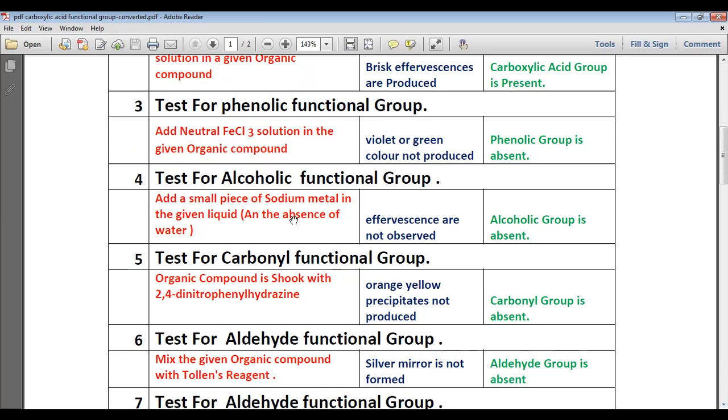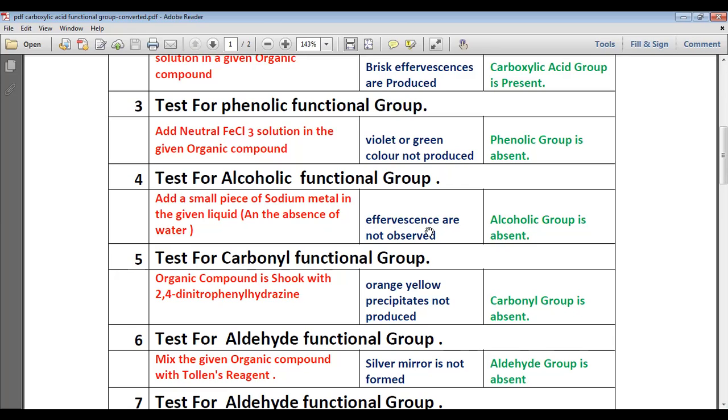In the alcoholic functional group test, we add a small piece of sodium metal to the given liquid. Remember, we can perform this test when the alcohol is given in liquid form, especially either ethanol or propanol. If we add a small piece of sodium metal into the liquid, remember that the liquid must not contain any water in it. In that case, if effervescences are produced, we can say the alcoholic group is present.